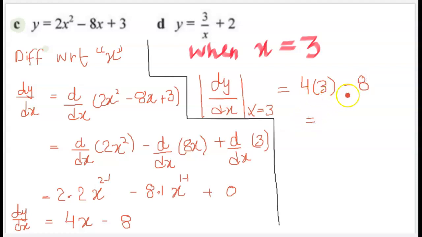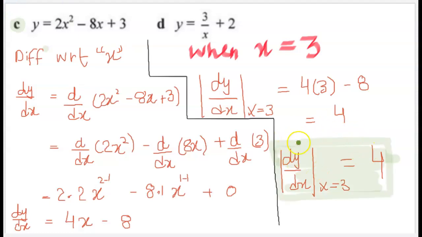4 times 3 is 12, and 12 minus 8 is 4. So dy over dx, with the 2 lines, when x is 3, the answer is 4. This is how we find the gradient at a given point. So this is our answer.